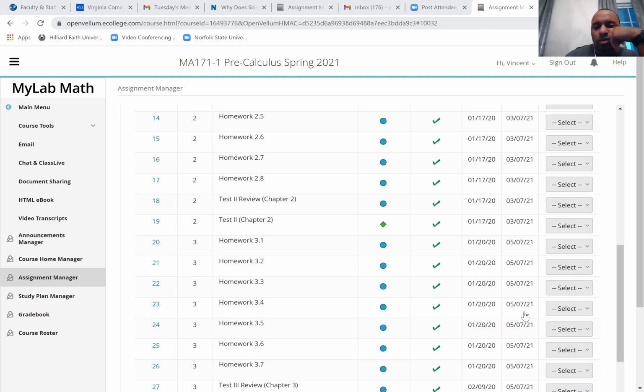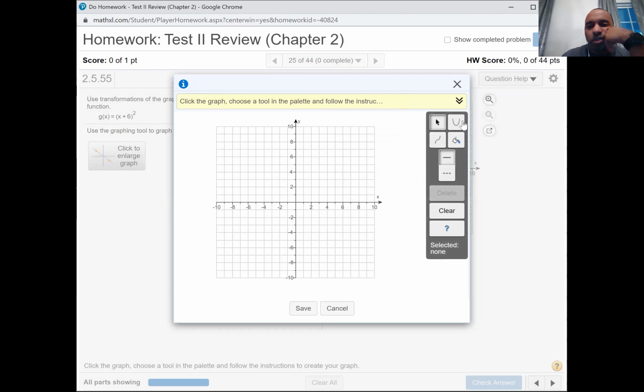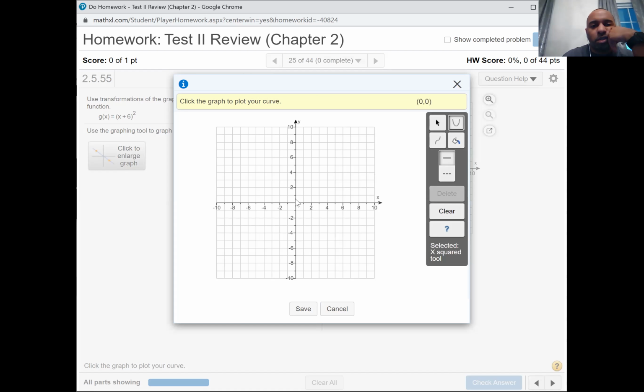What is trying to share my screen? There you go. Is this one right here? x squared, x plus 6 squared? Yes. Okay, so let's see what they actually need to graph it. So this is going to pick parabola.